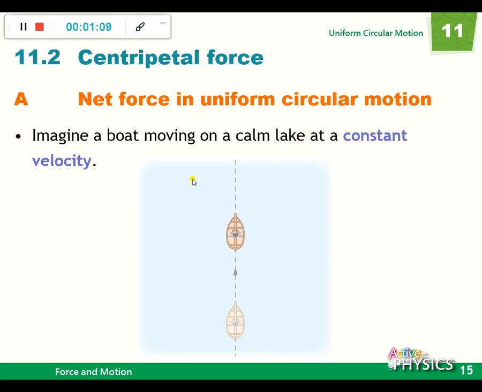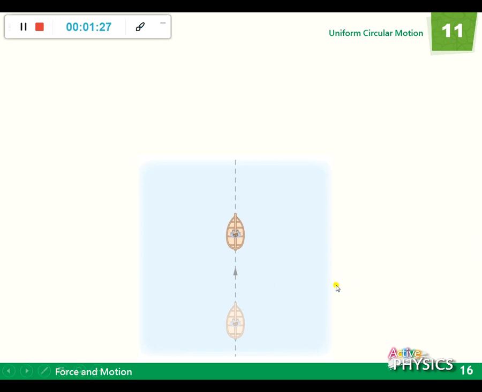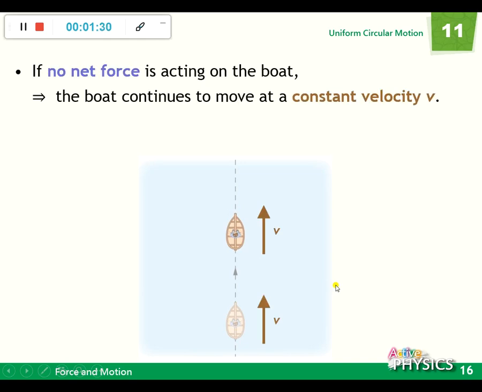But why? Look at this. Imagine a ball moving on a frictionless surface at a constant velocity. Then what will happen? Of course, it should be a linear motion, moving in a straight line with a constant velocity. If no net force is acting on the ball, it continues to move at a constant velocity v. Of course, uniform v means constant v, acceleration a should be 0, no net force is acting on it.